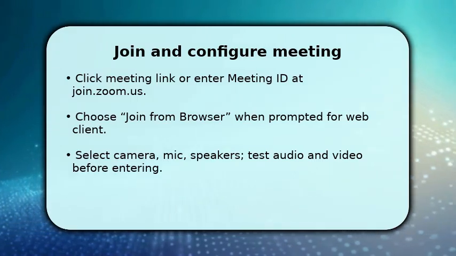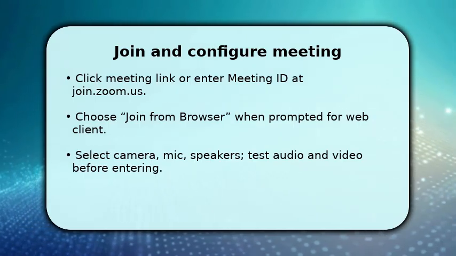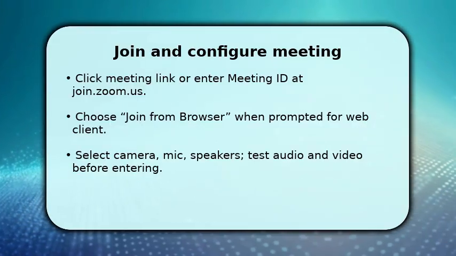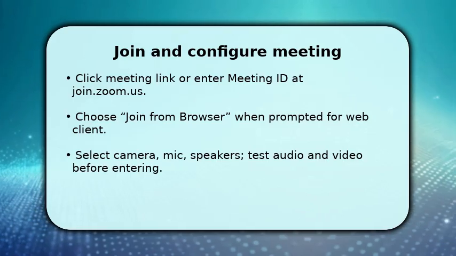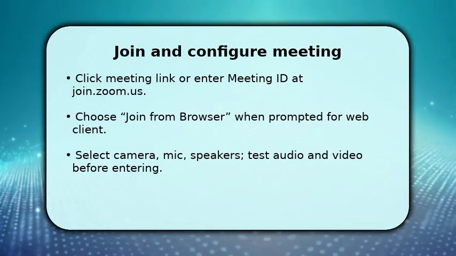Next, pick your camera, microphone, and speaker from the device menu. Chrome lists available devices. Test audio and video using the provided test buttons so you can hear and be heard. If bandwidth is low, disable HD video or stop incoming video to stabilize the call.